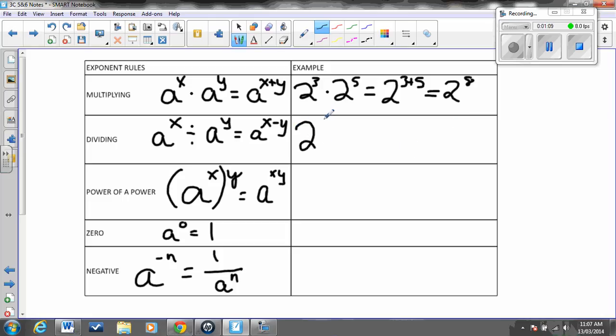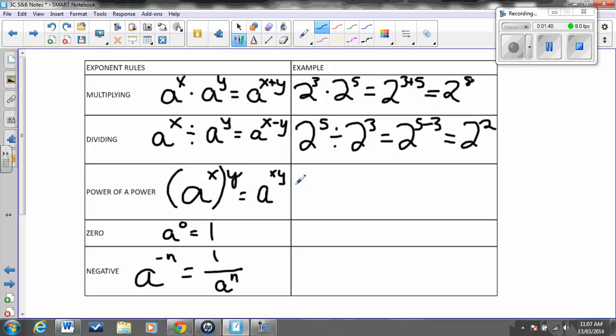An example would be 2 to the 5 divided by 2 to the 3. The rule tells us that we have to keep the same base, but that we have to subtract the exponents. So this is going to be 2 to the 5 minus 3, or 2 to the 2. This is now simplified as a single power, and if I was asked to, I could evaluate it on my calculator.